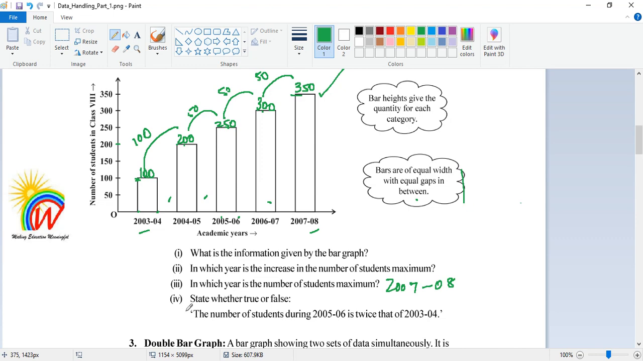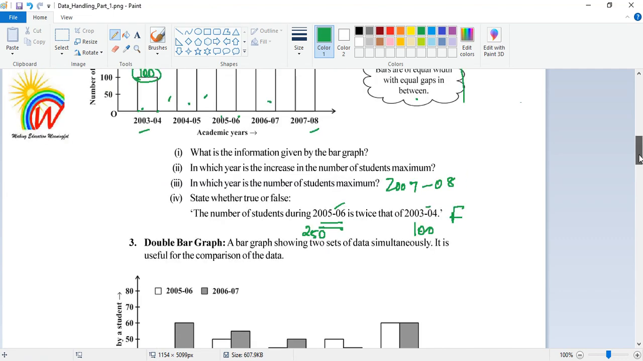Now state whether true or false. The number of students during 2005-2006 is twice that of 2003-2004. Is it true? See, in 2004-2005 they were 200, right? In 2003-2004 they were 100. So they are saying that in 2005-2006, over here it is 250, right? So this year it was 250, and in 2003-4 it was 100. Is it double? They're saying that this is double of this. It's more than double, isn't it? So this is false actually. Okay.